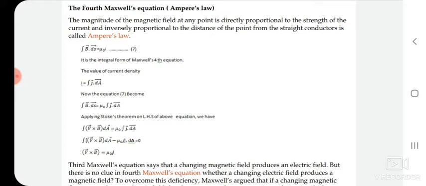In the last lecture, we discussed the derivation of Maxwell's first equation, Maxwell's second equation, and Maxwell's third equation. Now, today we are going to derive Maxwell's fourth equation. Okay. Just a quick review of Maxwell's first, second, and third equations.